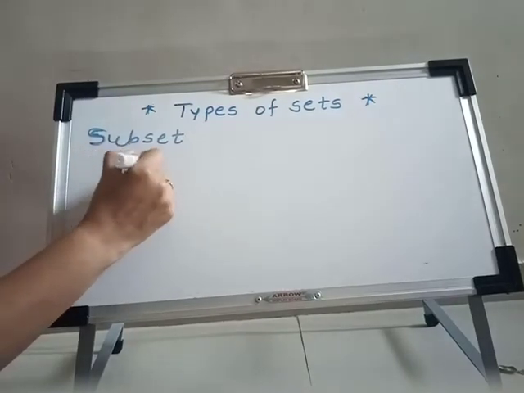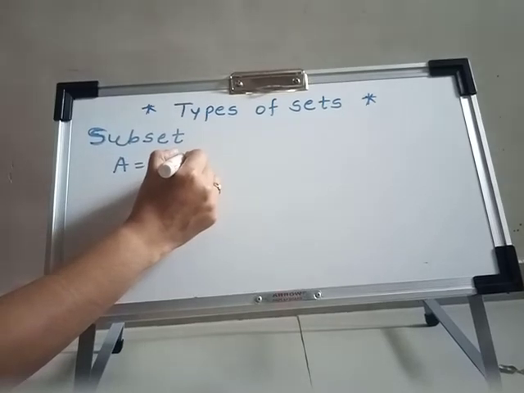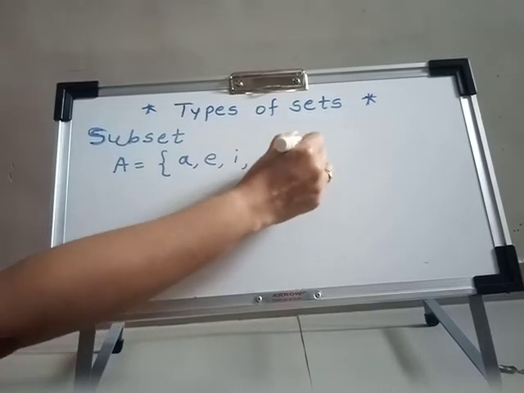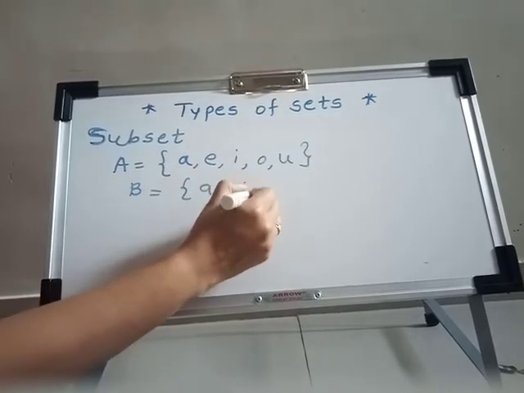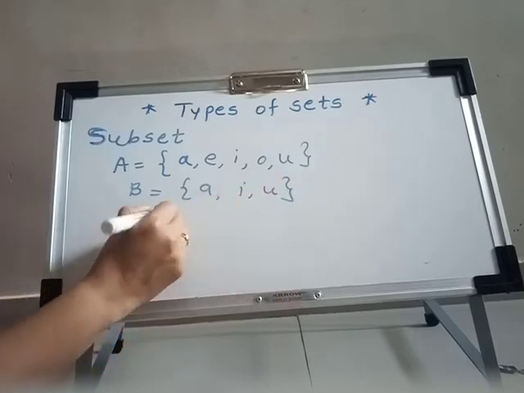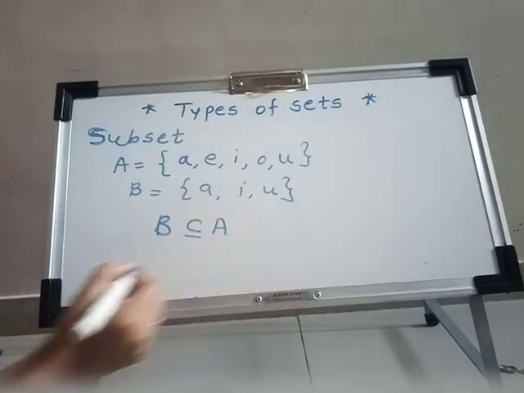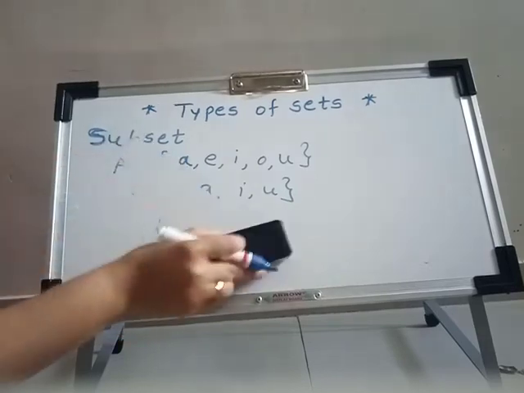Suppose A is the set of A, E, I, O, U and B is the set of A, I, U. Hence, you can write B is a subset of A. It means all the elements of B are present in set A. Hence, it's called a subset.